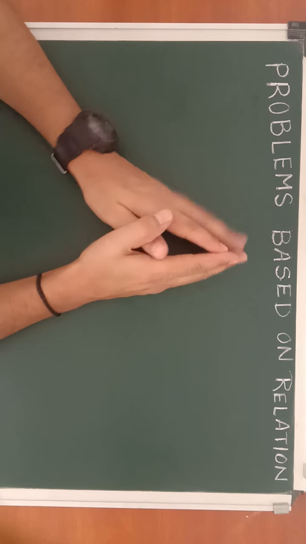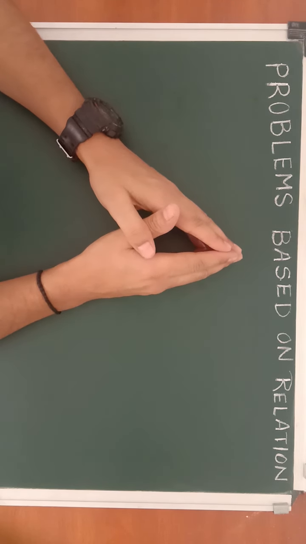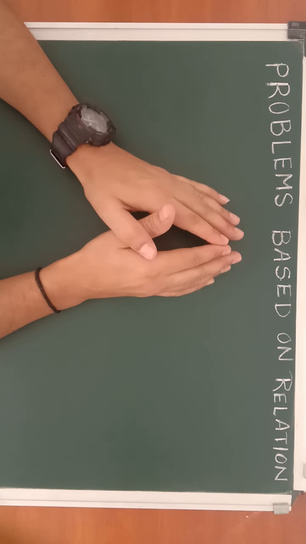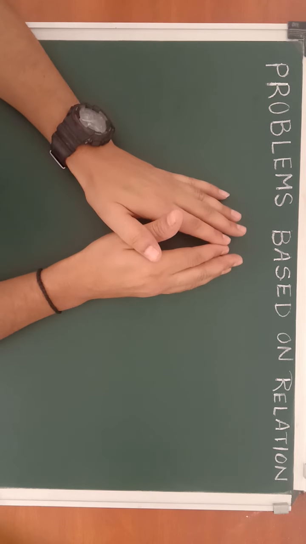Today we'll discuss the problems based on relation. In the previous lecture we discussed the various concepts of the types of relations we have, and they are divided into 6 different categories. In these 6 categories we are going to prove some questions.